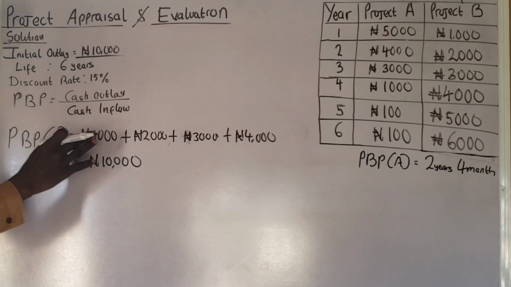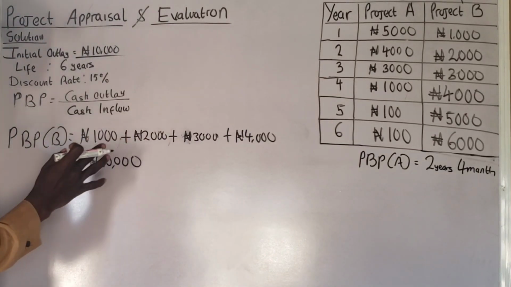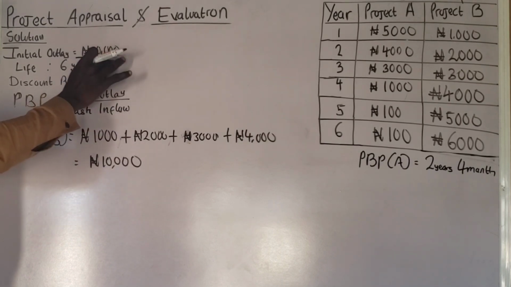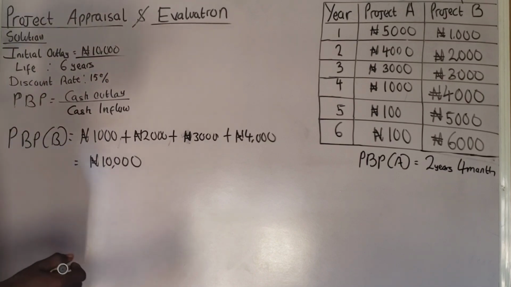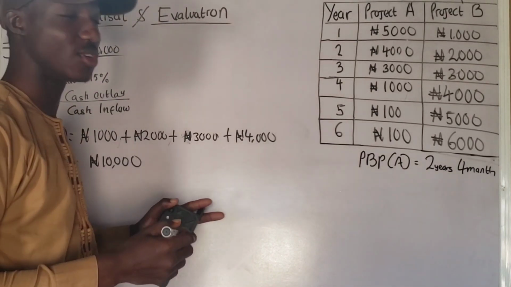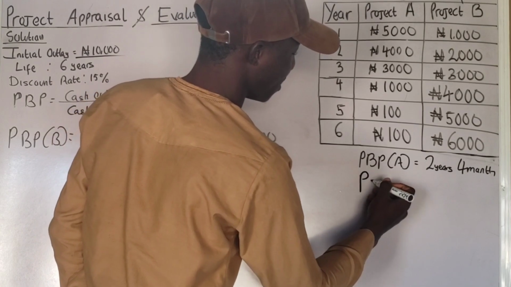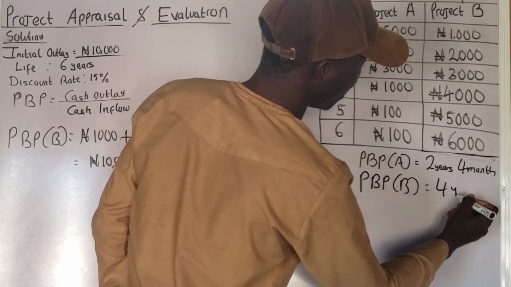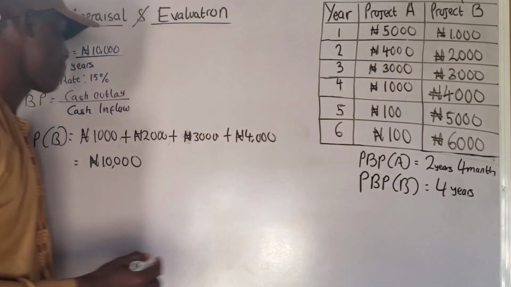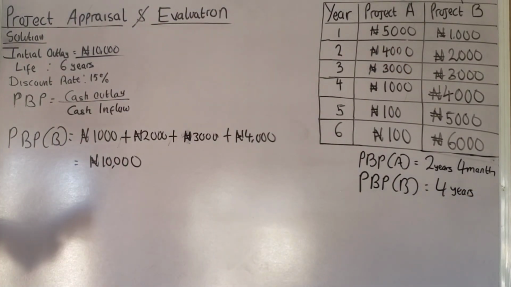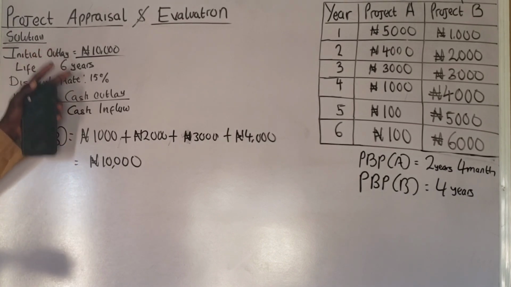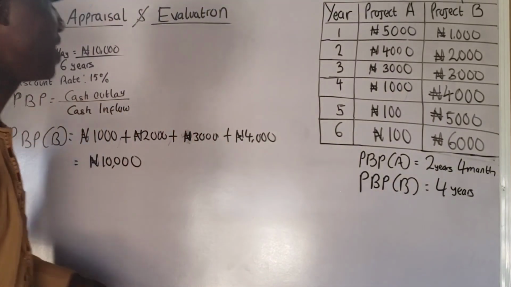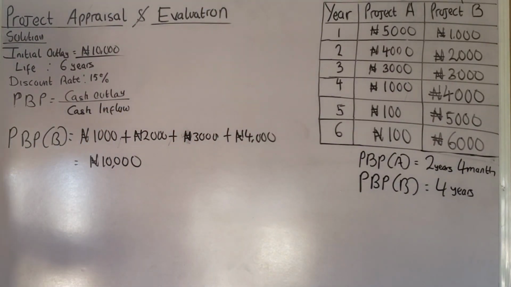Because it is at the fourth year that the cash inflow, or the income stream, is equal to the initial cash outlay, that means the payback period for project B is what? The 4th year. You understand? The payback period for project B is 4 years. Because the sum of the income stream equals the initial outlay at the 4th year, the payback period of project B is 4 years. You understand what I'm saying? Okay? So, that's how to calculate the payback period of both projects.